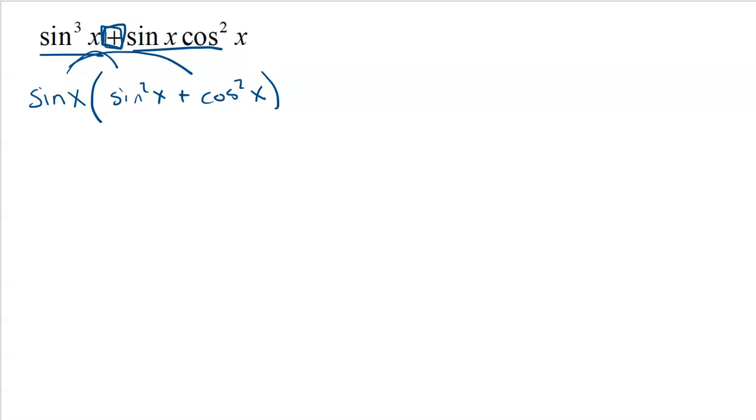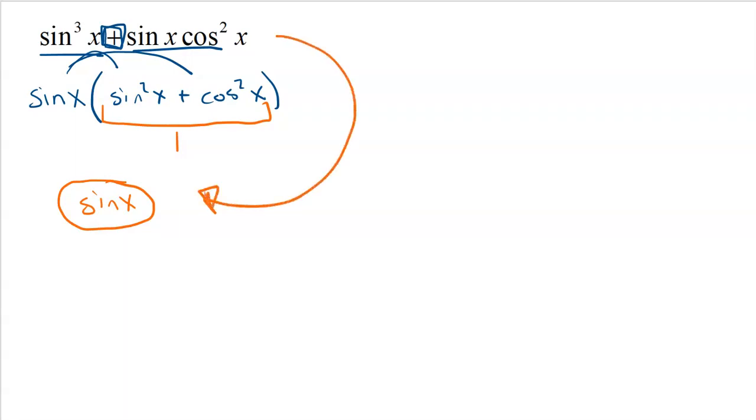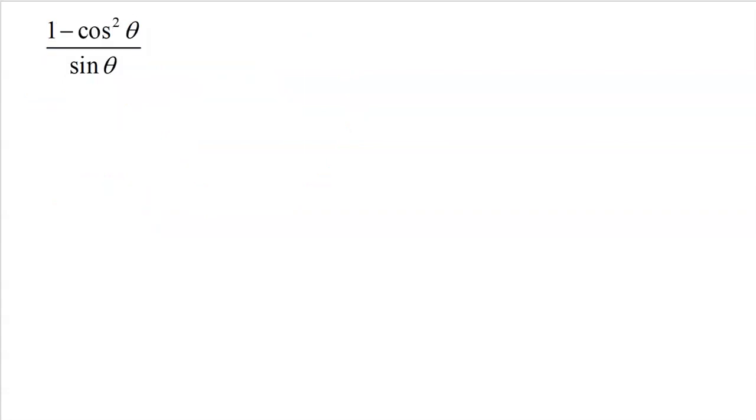But wait a minute. Check this out. This is staring you in the face. Pythagorean identity. Sine squared plus cosine squared is just 1. Sine times 1 is just sine. So believe it or not, this problem that looked pretty ugly is just sine. So look at that. One step is all it took me. And what a dramatic change from something pretty ugly to something so simple. Hence, simplifying.